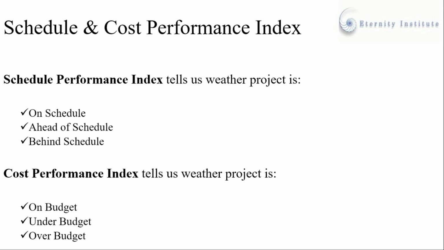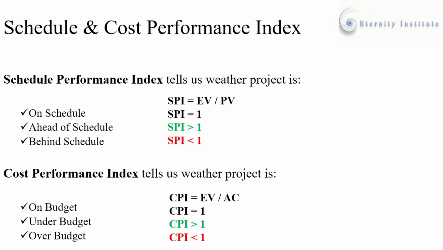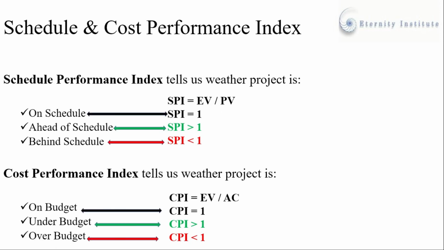First of all, we have schedule performance index. Schedule performance index tells us whether our project is on schedule, ahead of schedule or behind schedule. Similarly, cost performance index tells us whether our project is on budget, under budget or over budget. Mathematically, there is a little difference in the formulas. The formula for schedule performance index is earned value divided by planned value. When earned value equals planned value, our schedule performance index will be equal to 1. It means that we are going on schedule. Similarly, if our schedule performance index is greater than 1, it signifies that we are progressing ahead of schedule, and if our schedule performance index is less than 1, it means we are progressing behind schedule.